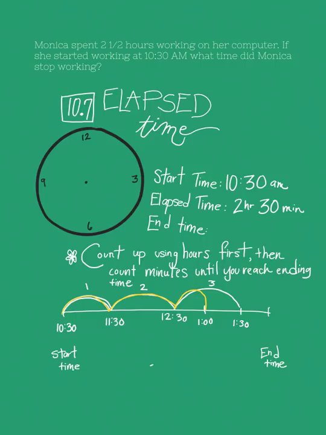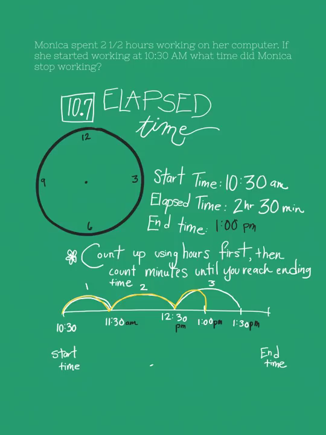So the end time would be 1 o'clock p.m. Because remember, right here this is a.m., and then as soon as you reach 12:30, it becomes p.m. So you have to remember to start over when you get to 12:30. Okay, so that's one way you can do it.